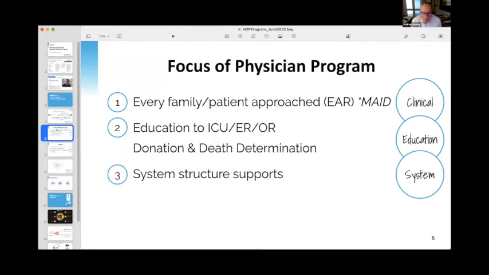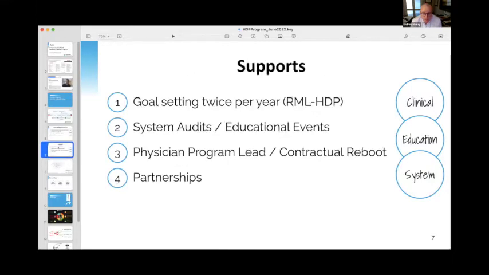And then there is a clear educational role for those hospital donation physicians across the province to focus on the ICU, the emergency department, or the operating room, and both education and support in donation and death determination. There are structural supports. We have an integrated platform where the hospital and TGLN can see goal setting that the regional medical leads do with the hospital donation physicians twice a year. That process is just being renewed now post COVID, or wherever we are in this pandemic.